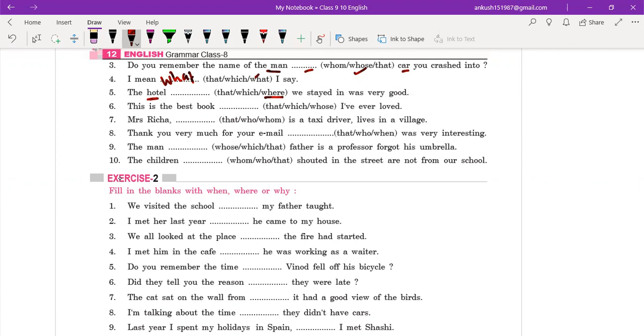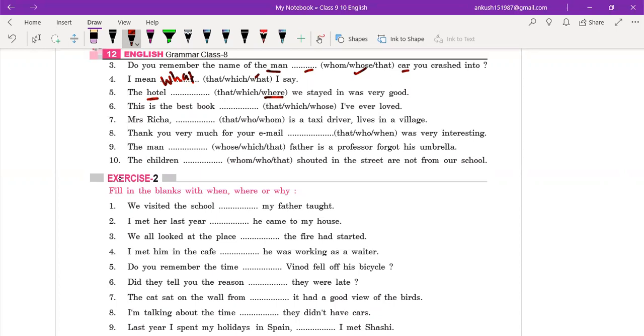This is the best book which I have ever loved. Which or that? Sir, I think that. Are you confused? A little bit.